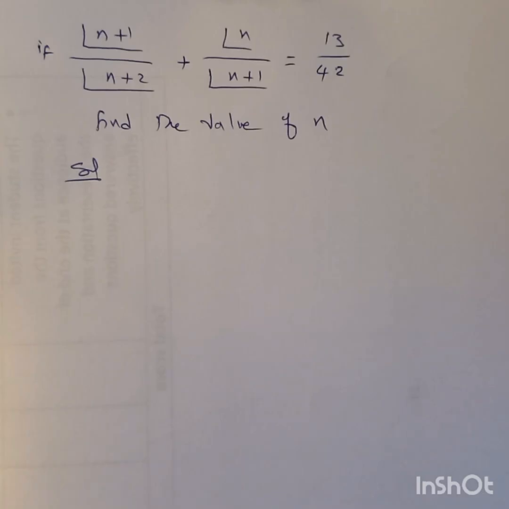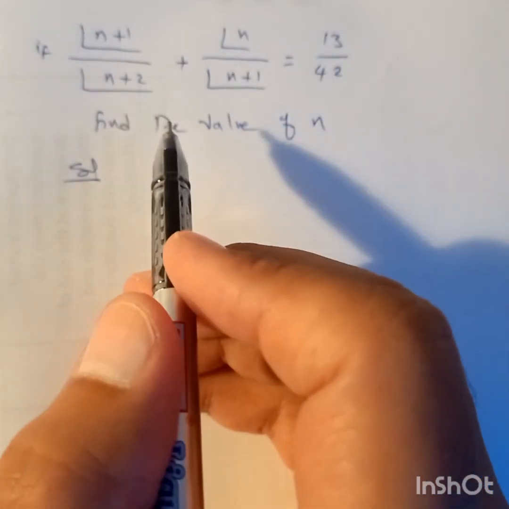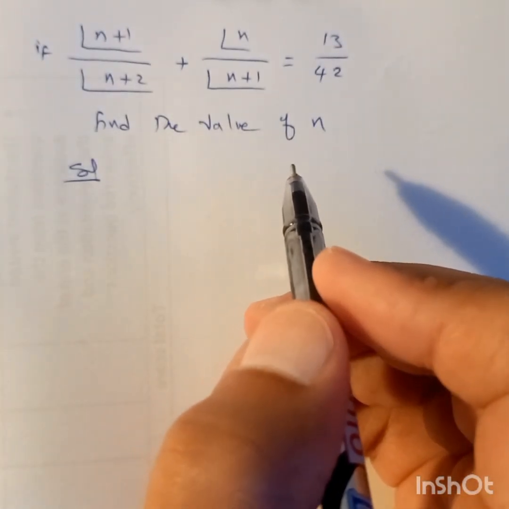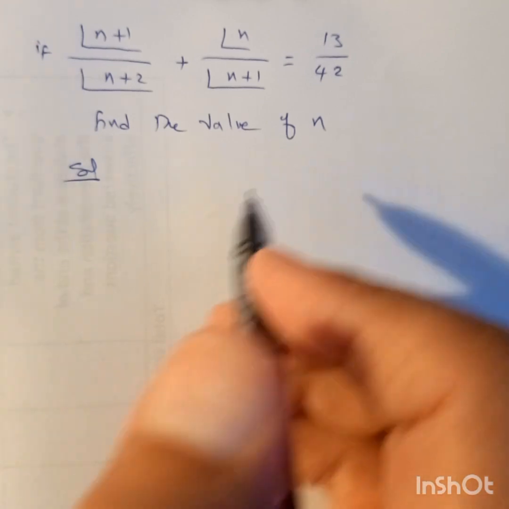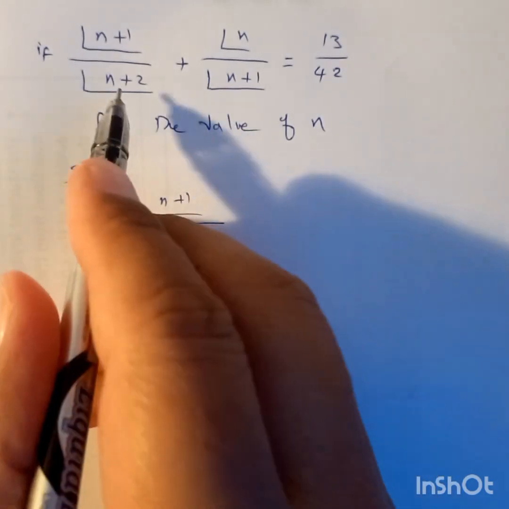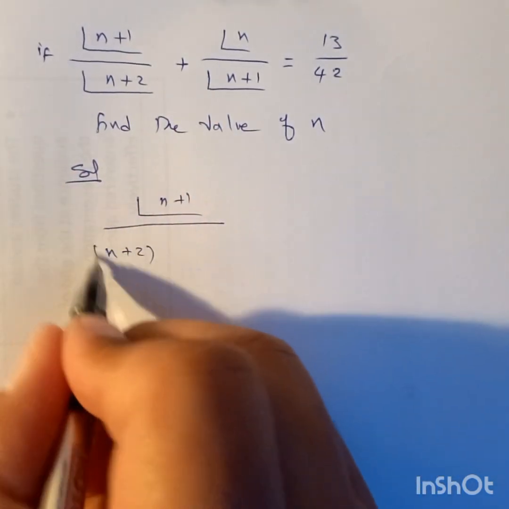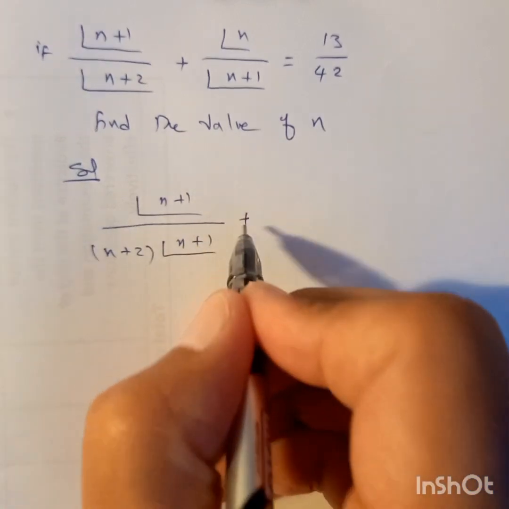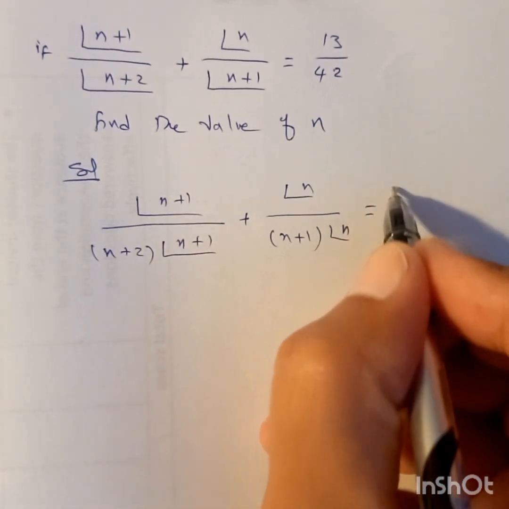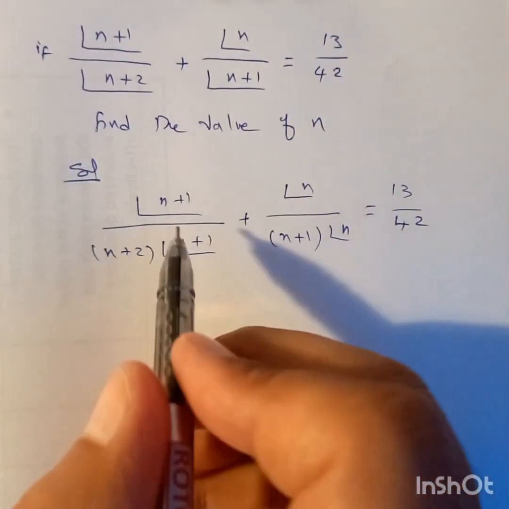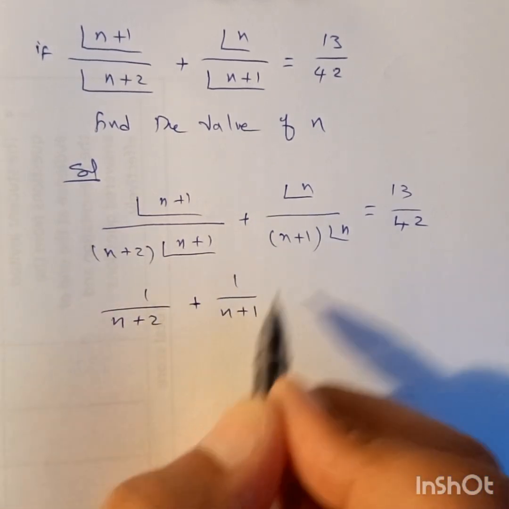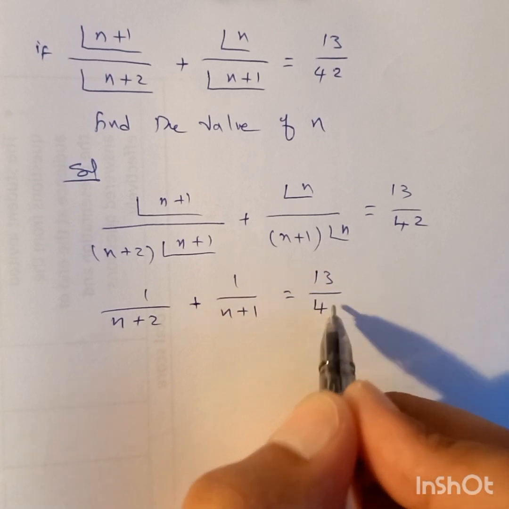Here we have this example: if factorial of n plus 1 over factorial of n plus 2, plus factorial of n divided by factorial of n plus 1, equals 13 over 42, find the value of n. We can express this relation as factorial of n plus 1 divided by (n plus 2) factorial of n plus 1, plus factorial of n divided by (n plus 1) factorial of n, equal to 13 over 42. Then here we have 1 over n plus 2 plus 1 over n plus 1 equals 13 divided by 42.